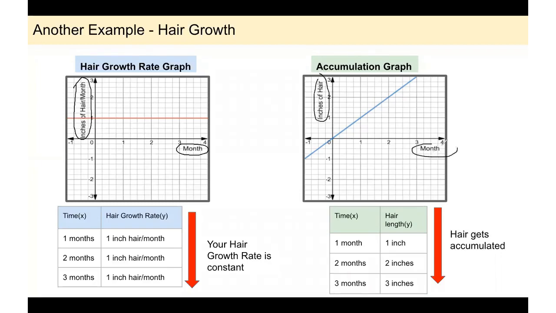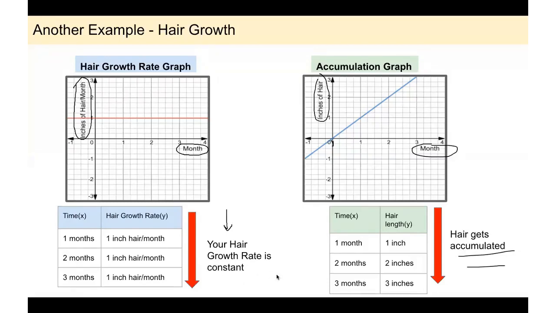Now this is assuming someone has 0 hair at the beginning, and then they start to grow from 0. In this example, the growth rate is constant. So we're assuming the hair growth rate is constant. Each month it grows an inch, so it's 1 inch per month. Over time, though, we know that hair gets accumulated. So even though the rate is constant, your hair is still growing. That's an important thing to differentiate between.